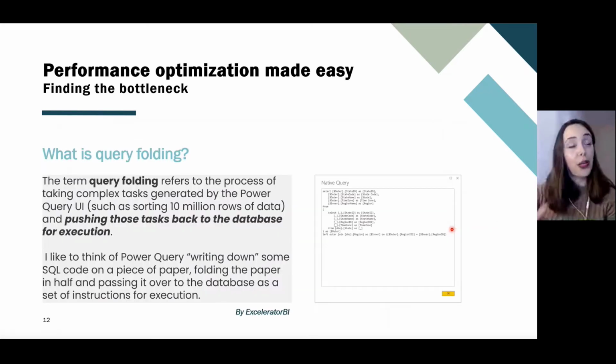So for those of you, again, that don't know what query folding is, I used a definition that I love from Accelerator BI. I love this definition because it's so simple and it's amazing. It's the best definition of query folding that I've ever read. So the term query folding refers to the process of taking complex tasks generated by Power Query, such as sorting 10 million rows of data, and pushing those tasks back to the database for the execution. And this second part is the part that I love, which simplifies the process so much.